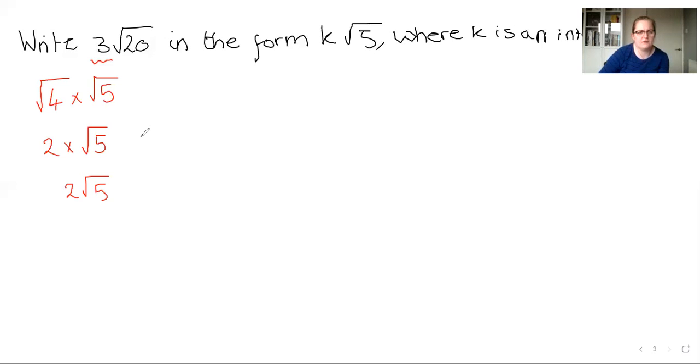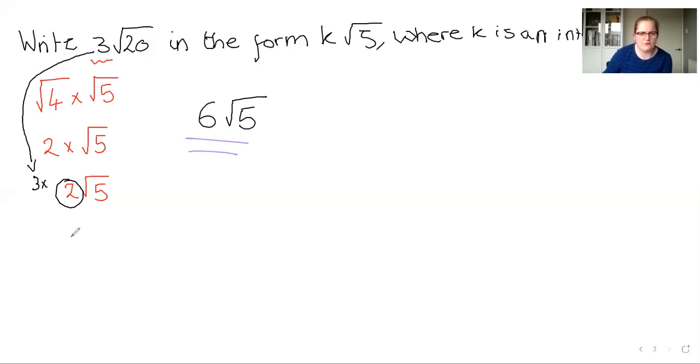But we have to remember we have this 3 back at the beginning. So we've got this 2, but we're not finished here because we've got this 3 up at the top. So we're going to take this 3 and multiply it by 2, because what we're saying is we've got 3 lots of 2 root 5. So all we have to do is multiply 3 by the 2, which gives us 6 root 5. And that would be our correct answer for that one, 6 root 5.